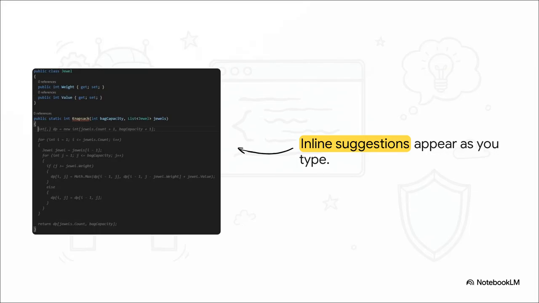What is absolutely fascinating here is just how seamlessly these suggestions blend right into your regular workflow. As you open up a project and start typing away in any supported programming language, Copilot is actively reading the context of your file. You're actually going to see grayed out text appearing right in line. Honestly, it's almost like having a ghostwriter sitting next to you, just waiting for you to hit that tab key and drop it right into the editor.